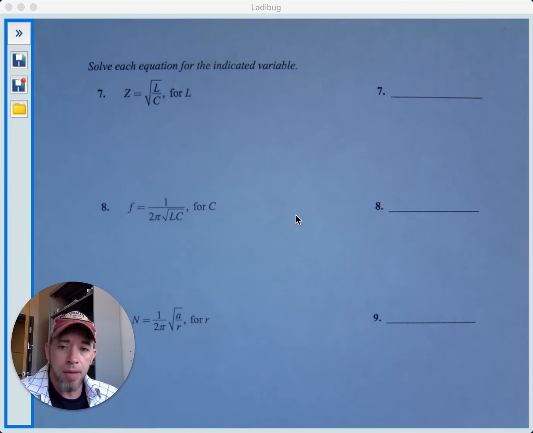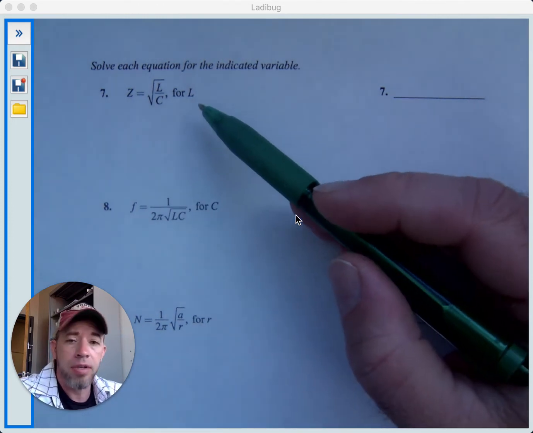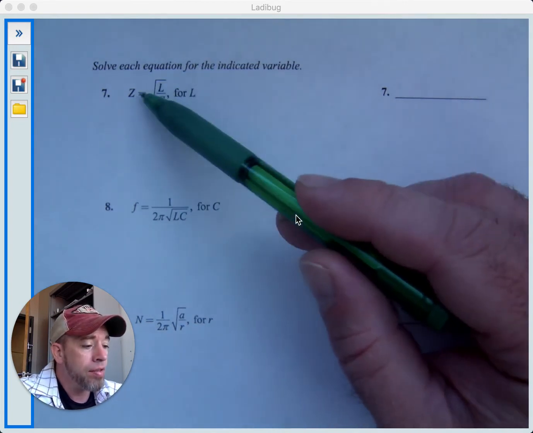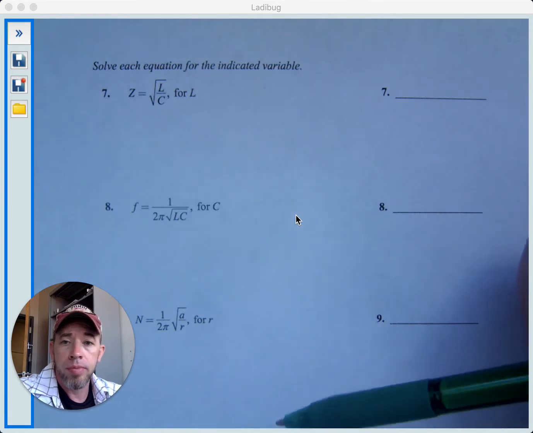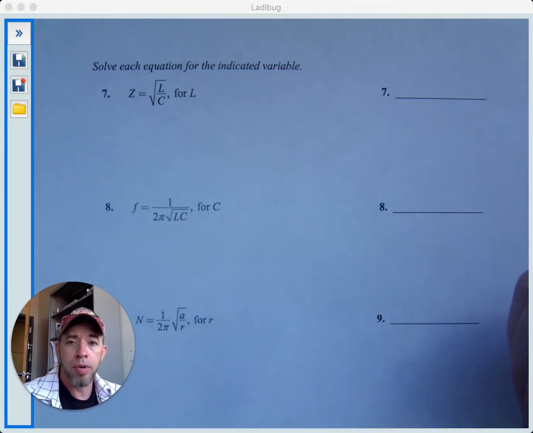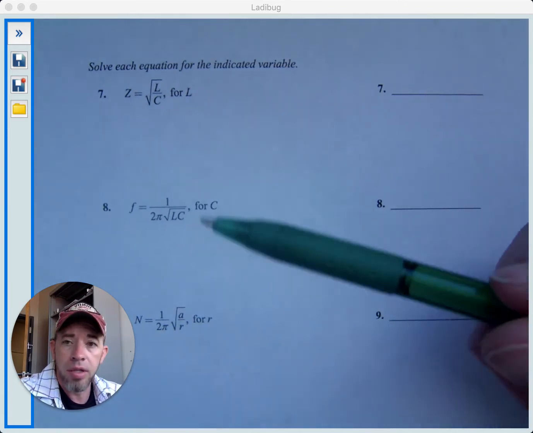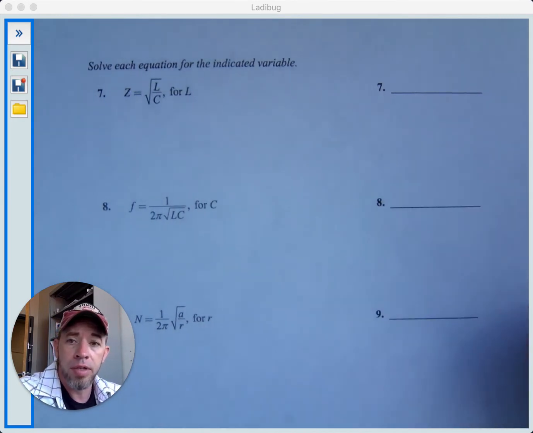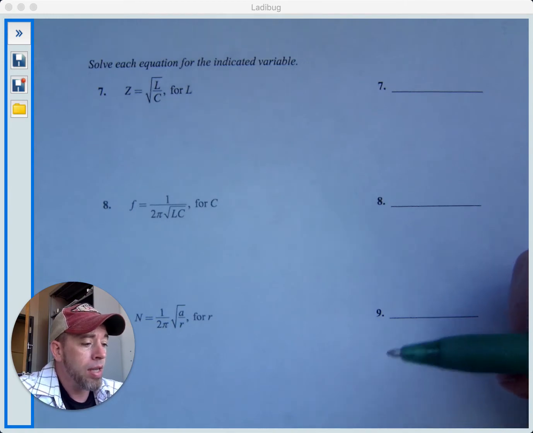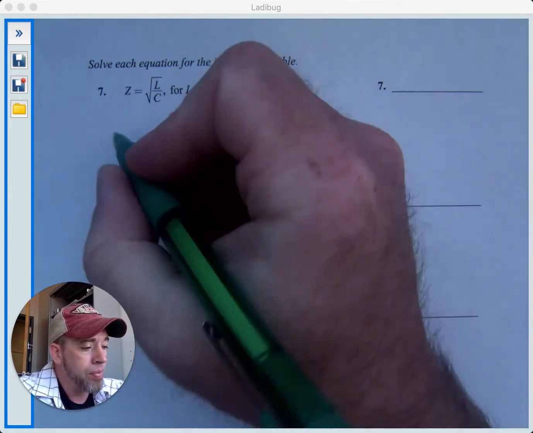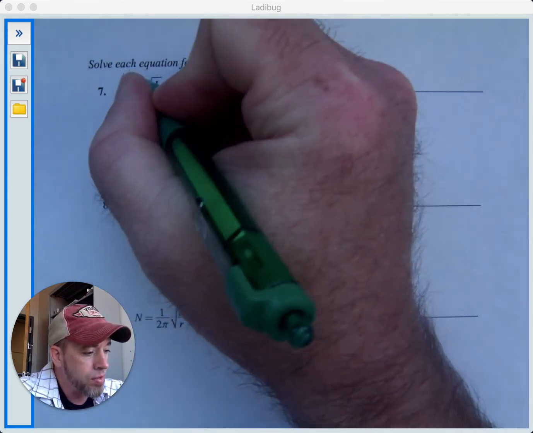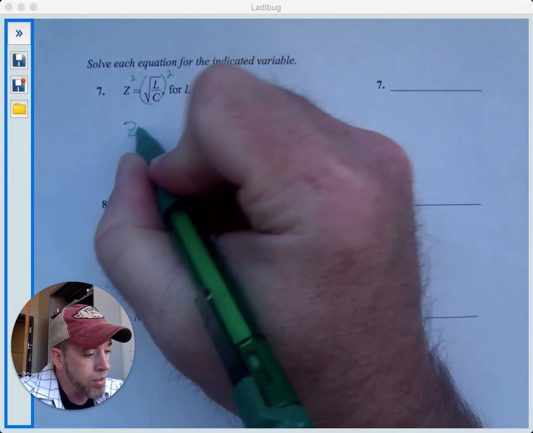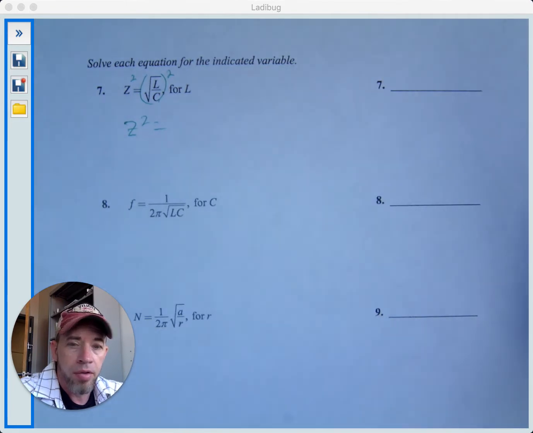So, as an example, we'll just jump into number 7 here. We want to solve for L in this equation. So you might think, well, what am I going to do to both sides of this equation? And hopefully your gut tells you maybe we should square both sides to get rid of that square root. So let's do that. We're going to square both sides. If we square both sides, we have z squared, and the square undoes the square root, right? So we get z squared equals L over c.